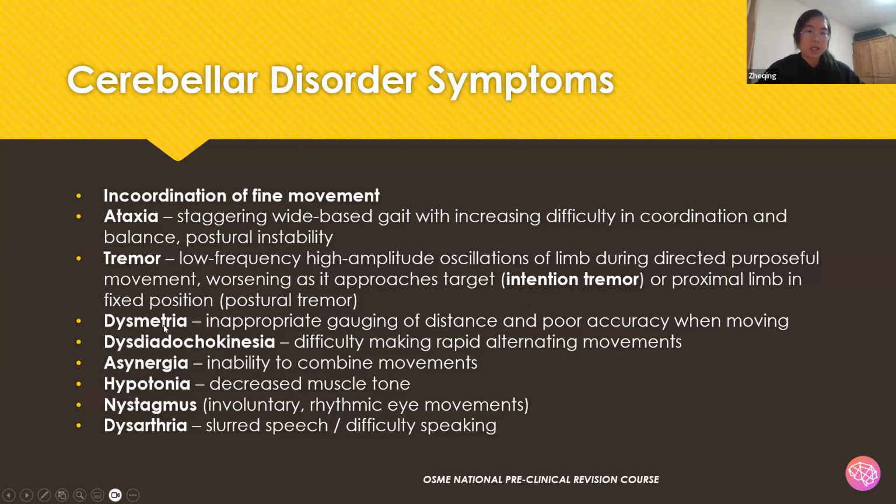Then there are a few others which describe the incoordination of movements: dysmetria, dysdiadochokinesia, asynergia, hypotonia, nystagmus, which is involuntary eye movements, again differentiating it from the basal ganglia, and dysarthria, which is slurred speech or difficulty speaking, which again differentiates it from other types of lesions.